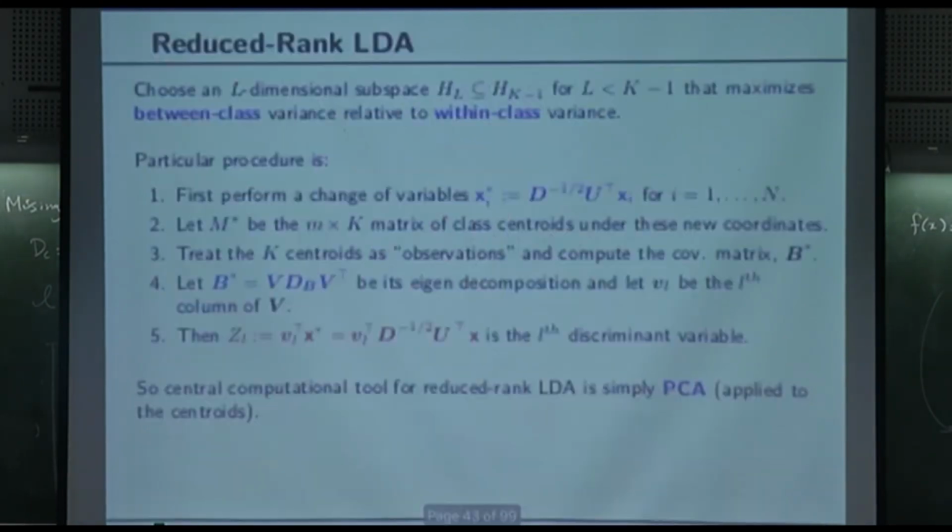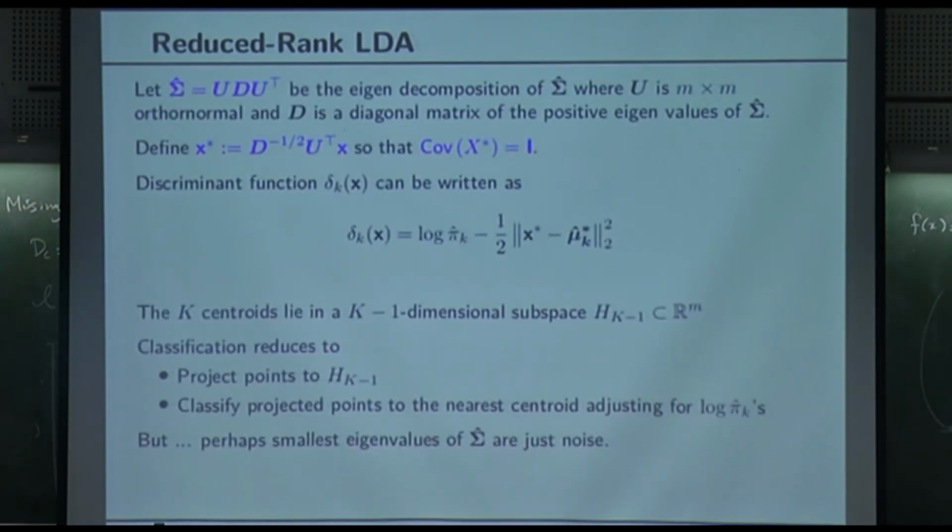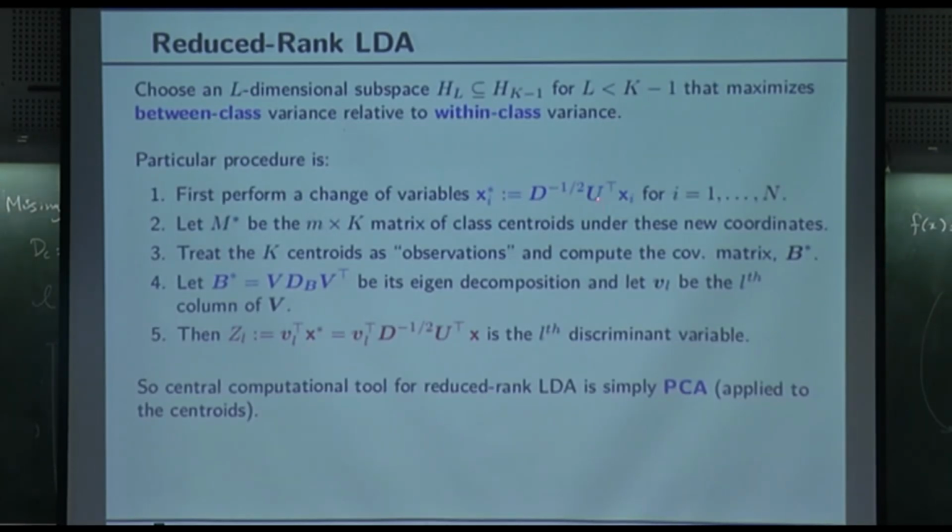So what you do is do not do the PCA directly on sigma hat. You first do a change of variables, get the centroids, treat the centroid as observation to get a new covariance matrix, and do a PCA on that matrix. That gives you better performance for doing discriminant analysis than doing a PCA directly on the data.